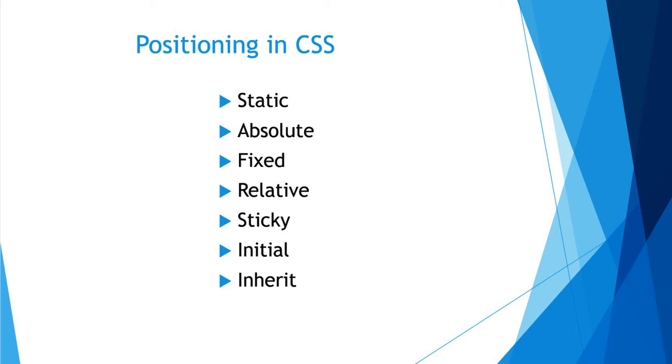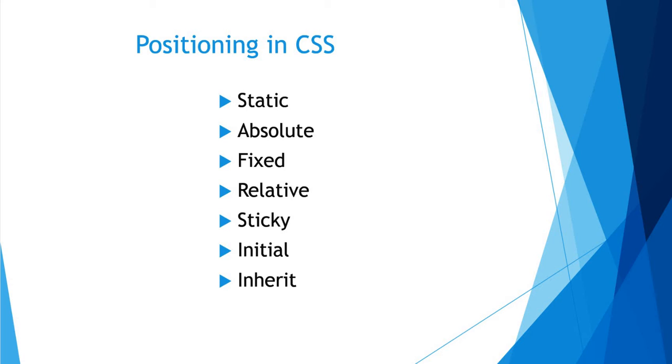Second one is absolute position. The element is positioned relative to its first positioned parent, but remember that it is not static. In the fixed position, the element is positioned relative to the browser window. That element's position depends on the browser, not on the container or whatever you define. That element will be fixed to the browser. And relative means the element is positioned relative to its normal position.